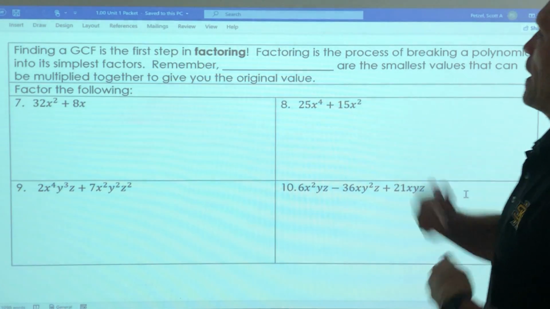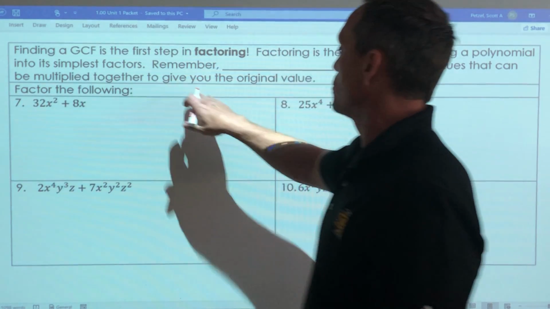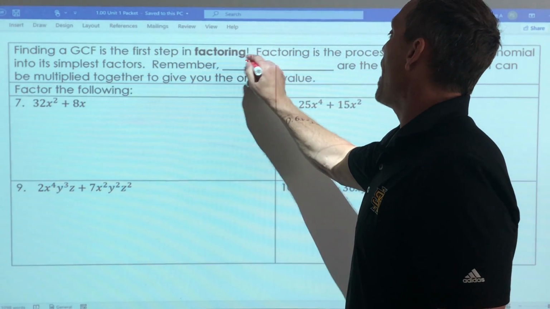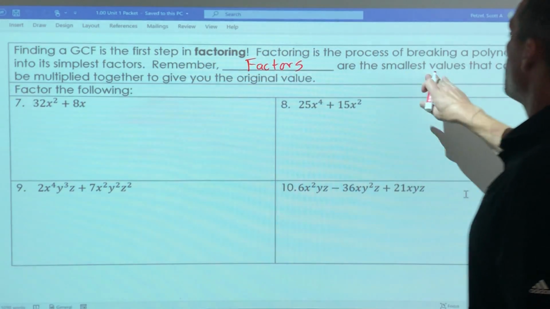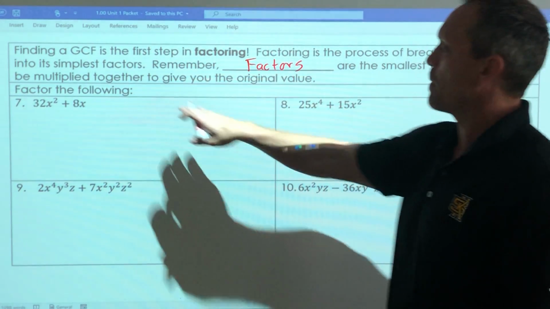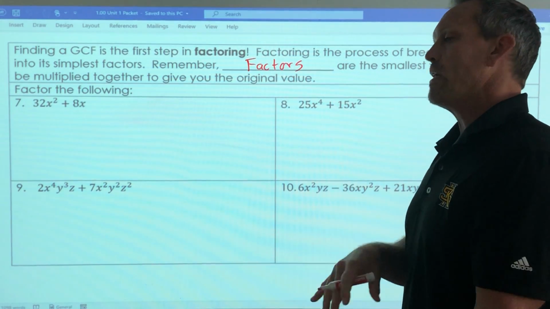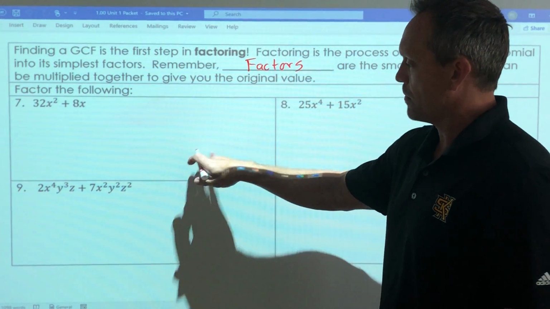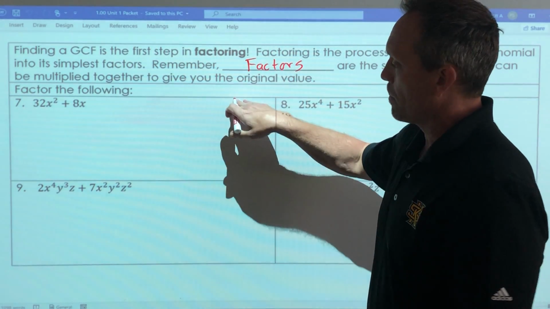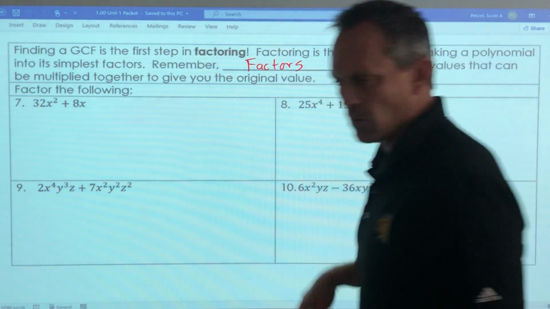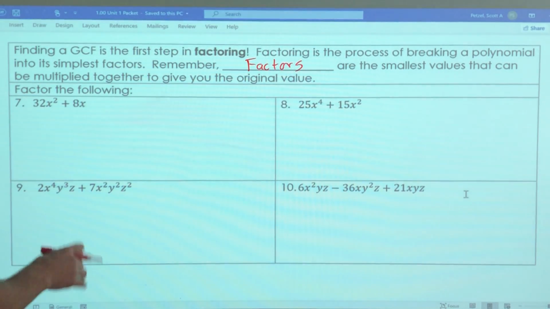Okay, so finding a factor. Factoring is a process of breaking a polynomial into its simplest factors. Remember, factors are the smallest values that can be multiplied together to give you the original. So it's what we can then put back together. Very simple as this, where we multiply this together to get this. We're going to pull it apart. And we could go back and forth with these, so these are things you can always check on. And I'll show you what I mean by that.